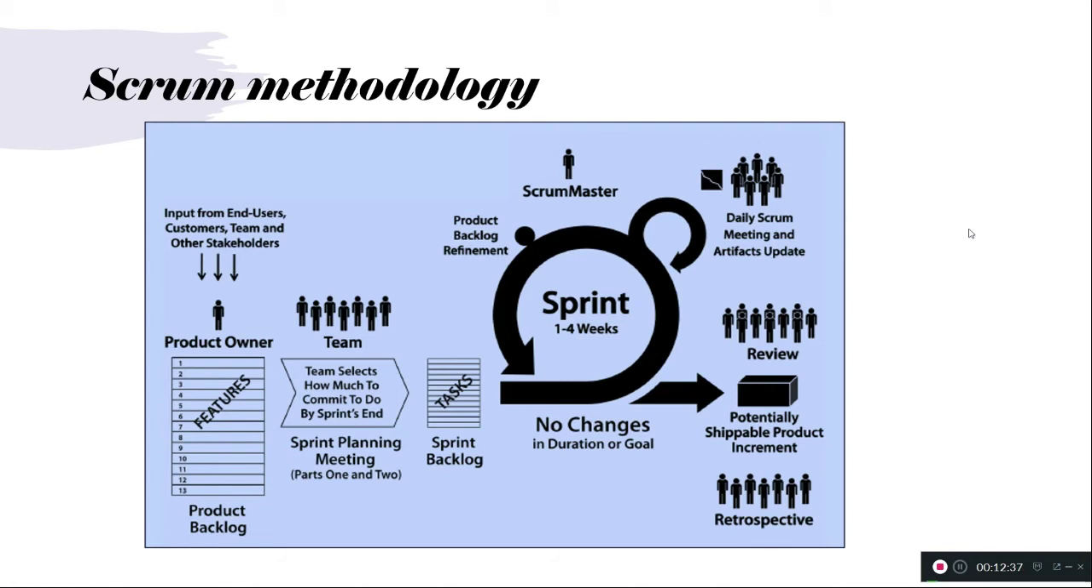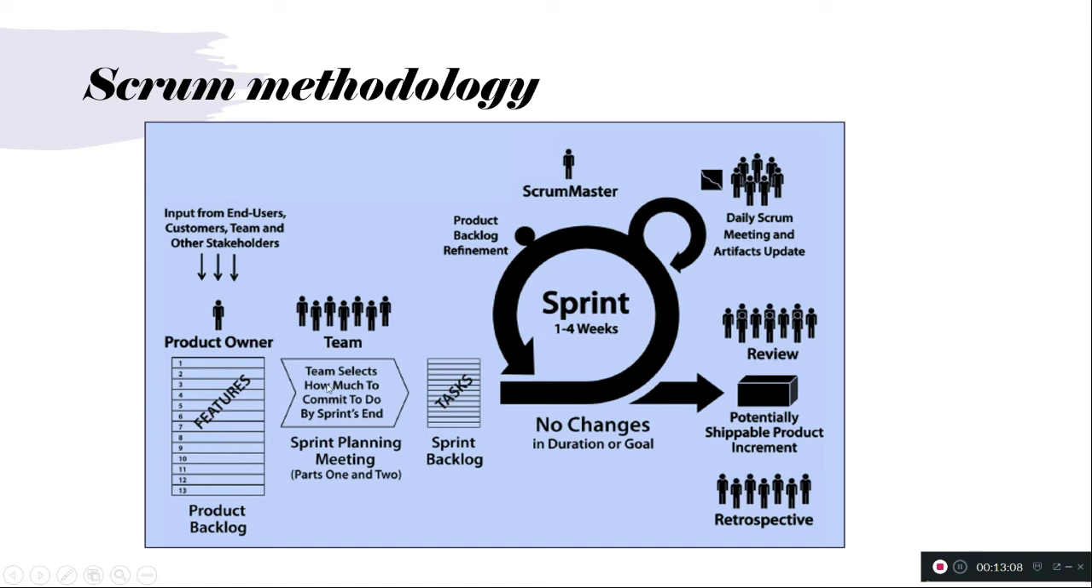So this is the diagram for Scrum methodology. The input from end users, customers, teams, and other stakeholders is collected by the product owner, and he will create the product backlog. This is the use case, actually, with a list of requirements. Then the team will work with the product owner, including the Scrum Master.